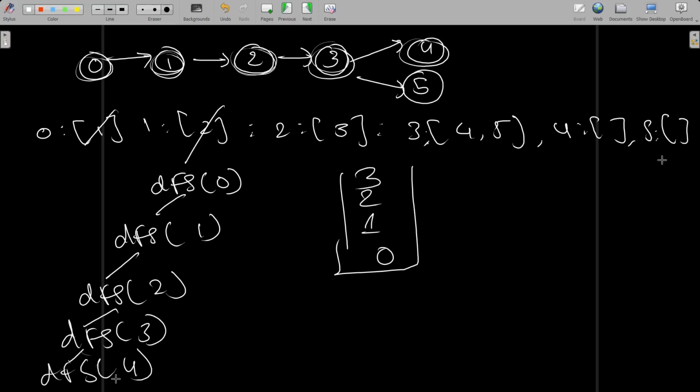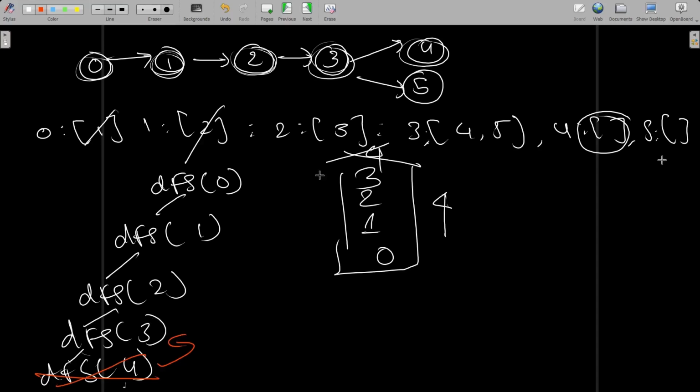Right. Now, when we perform a DFS call on 4, we see that 4 has nothing in its list. We just add it over here, but it has nothing in its list. So we can't move forward from 4. Right. So what we did was we popped it out. So we popped 4 out from the stack like this. Right. And the DFS call of 4 was finished. Then we moved back to 3.